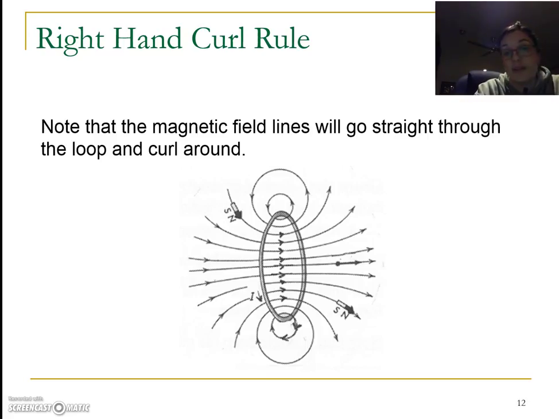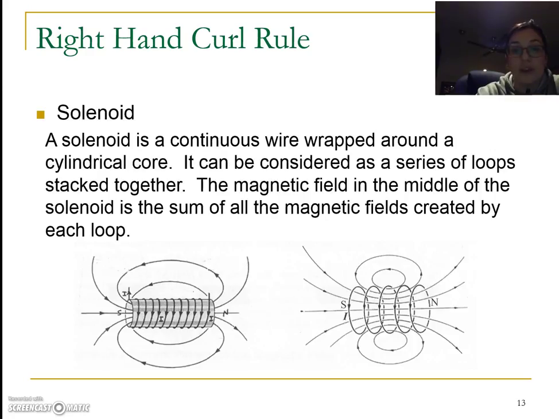Now, this is a fancied up version of a loop. And again, if we follow our current all the way around the loop, we'll still get the same direction as they've got there, but they've just included a lot more field lines.